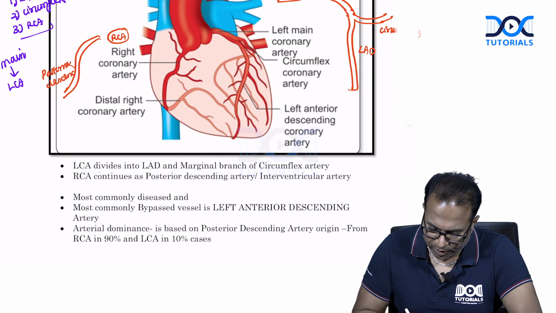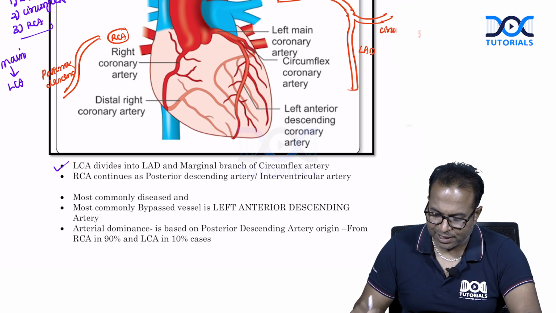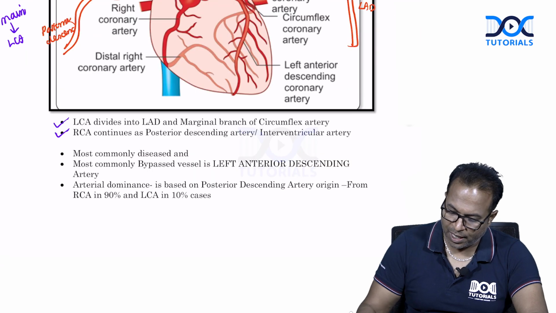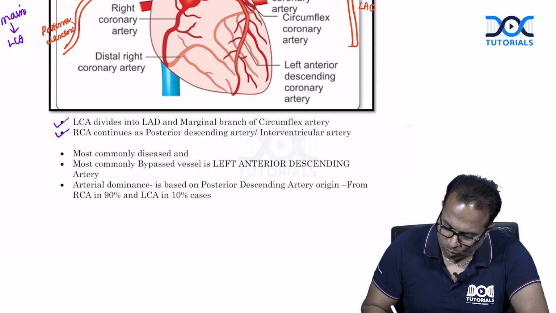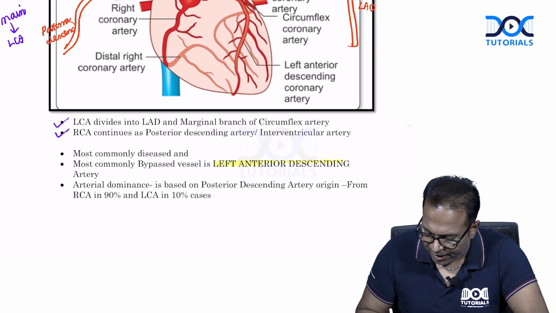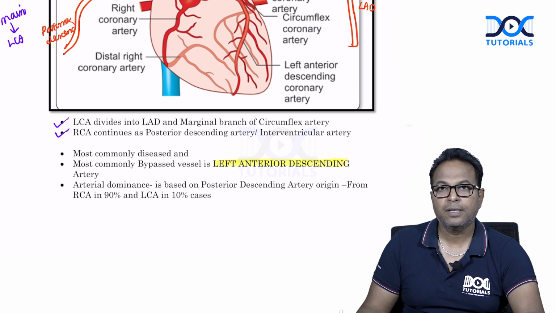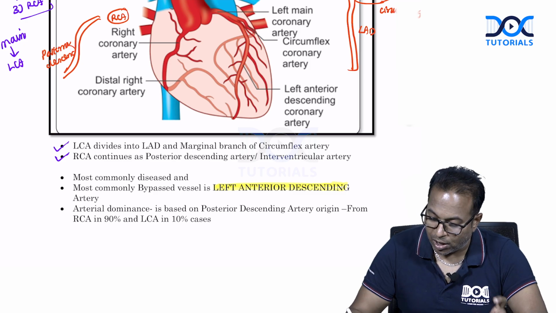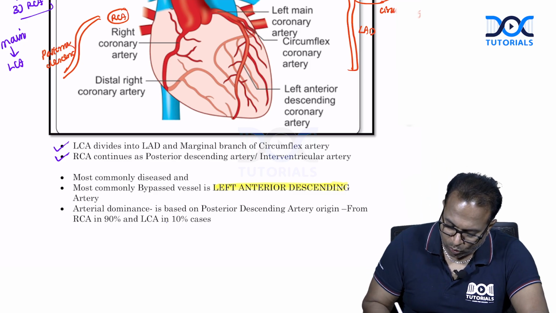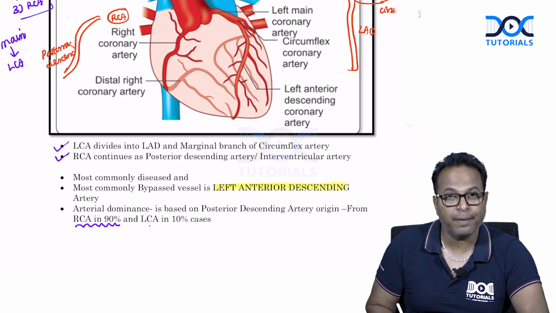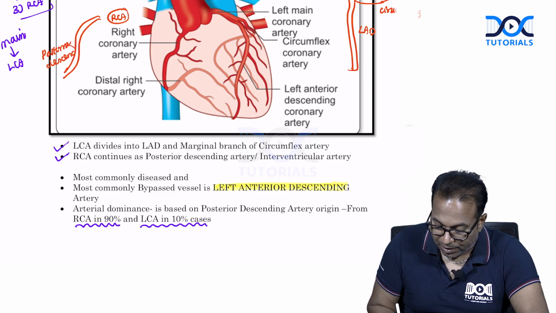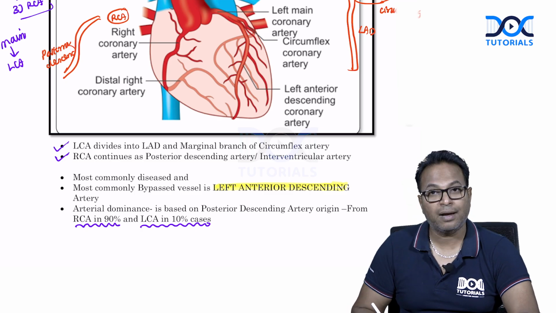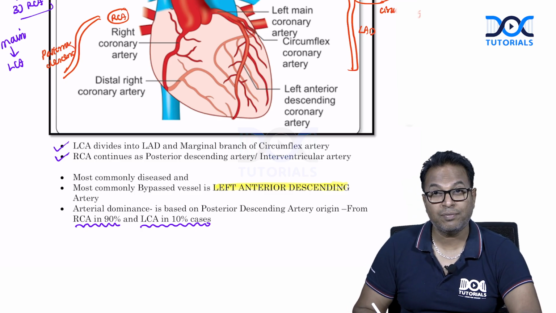So please remember, the left coronary artery divides into left anterior descending and the marginal branch of circumflex. The right coronary artery continues as the posterior descending artery, and the most commonly diseased and most commonly bypassed vessel is the left anterior descending artery. Arterial dominance is a term used based on posterior descending artery origin. The posterior descending artery, I told you, usually comes from the right coronary artery. In 10% of cases, it comes from the left coronary artery also. So it is from the right coronary artery in 90% and 10% from the left coronary artery.